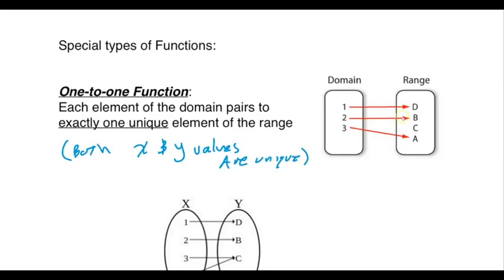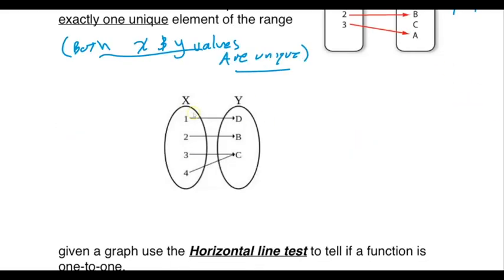There's no doubles anywhere. If you have both the x and y values unique, we call that one-to-one because each x value goes to exactly one y value. And they're under different y values. Right here, this is a one-to-one function. This right here is an example of what's not a one-to-one function. It's a function. Look at all the x values. They're all different. It passes the function test.